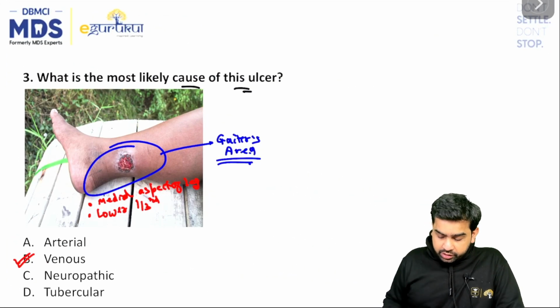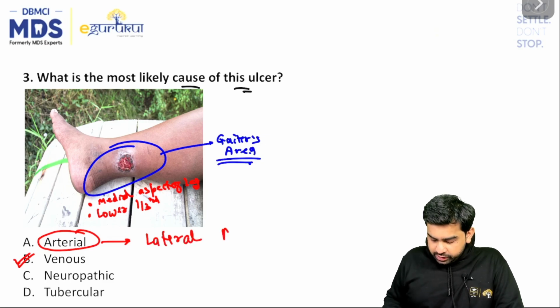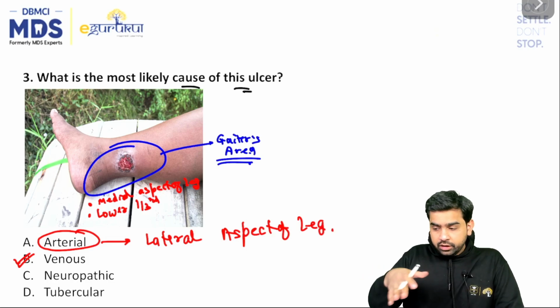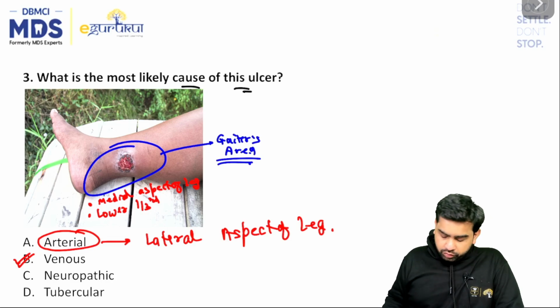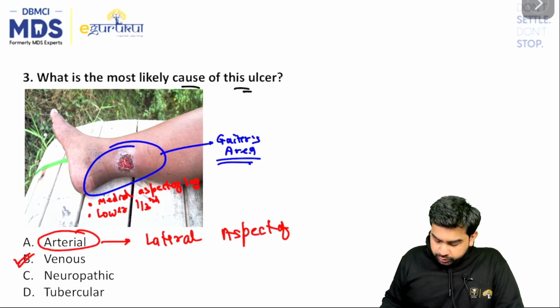What about the arterial ulcer? Where do you find this particular arterial ulcer? Arterial ulcer is basically found on the lateral aspect of the leg. Okay, lateral aspect of the foot rather. It's not really the leg, it is basically the lateral aspect of the foot. So I'll just change it.